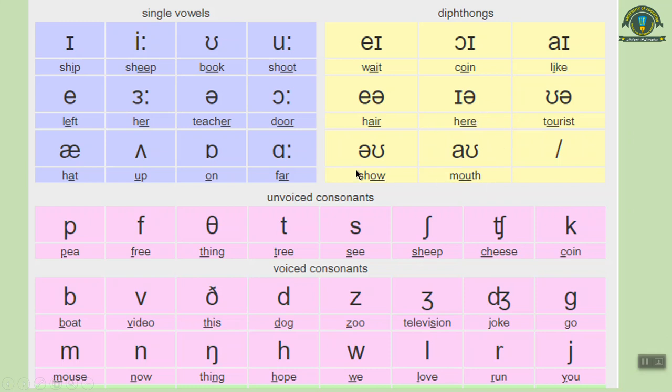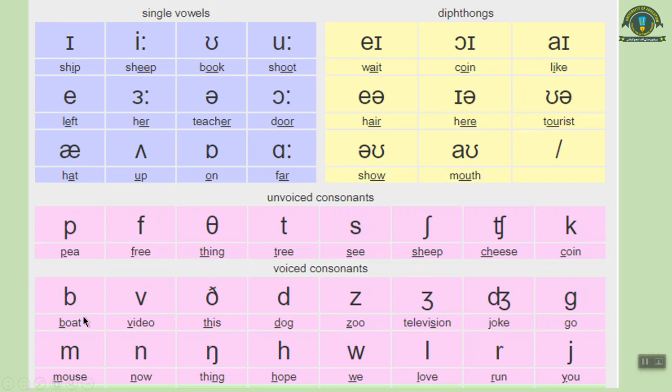Alright, now we will move towards the consonants. The consonants, these are the voiceless consonants and these are the voiced ones. P, you are already familiar with this sound. P as in p or put. Then f as in free. Th as in thing, t as in tree, s as in sea, sh as in sheep, ch as in cheese, k as in coin. So we say voiceless sounds. These are voiceless because there is no vibration in your vocal cords while these are being pronounced.